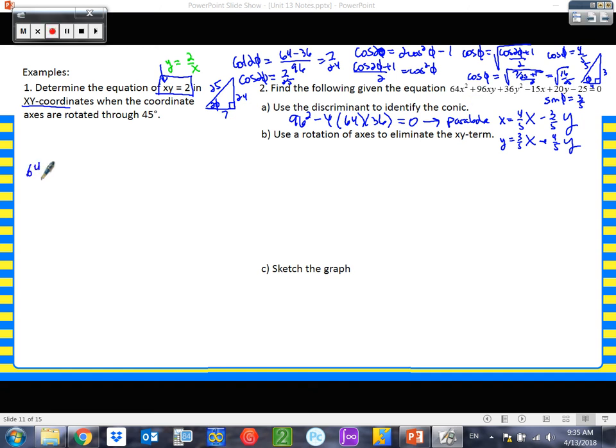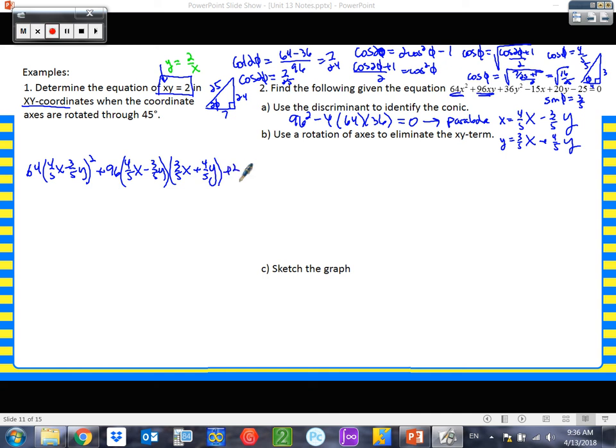So we're going to start. We've got 64 times x squared, right? X is 4/5 x, so 4/5 x minus 3/5 y, squared, plus 96 times xy. So x is 4/5 x minus 3/5 y, times y, which is 3/5 x plus 4/5 y. Okay, so I've gotten this done. These two have been subbed into.